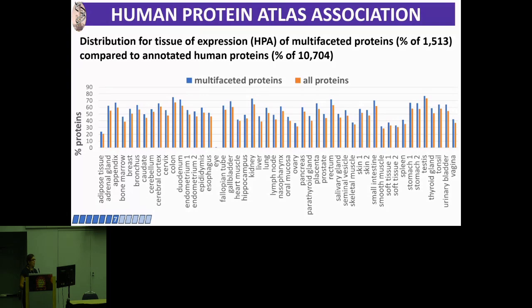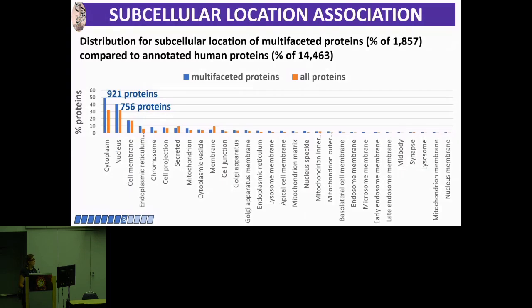For this characteristic, the subcellular location association, we see instead a sort of signal. This is the distribution for subcellular location of multifaceted protein percentage, always in blue, compared with the background in orange. We derive this annotation from Swissprot, and we see that 50% of our data set consists of cytoplasmic proteins, and about 40% of the proteins are nuclear proteins, comprising 900 in one case and 700 proteins in the other, respectively. And both these percentages are higher than the background.